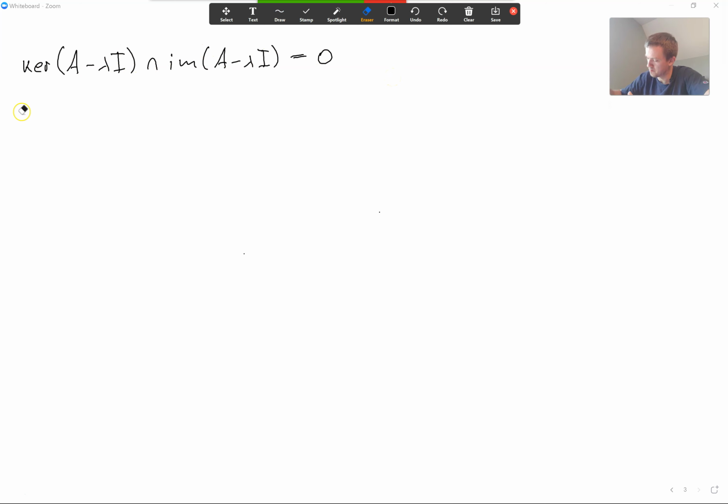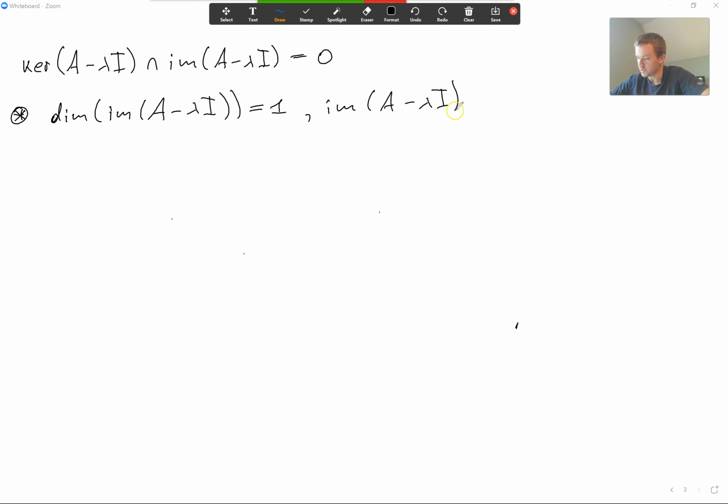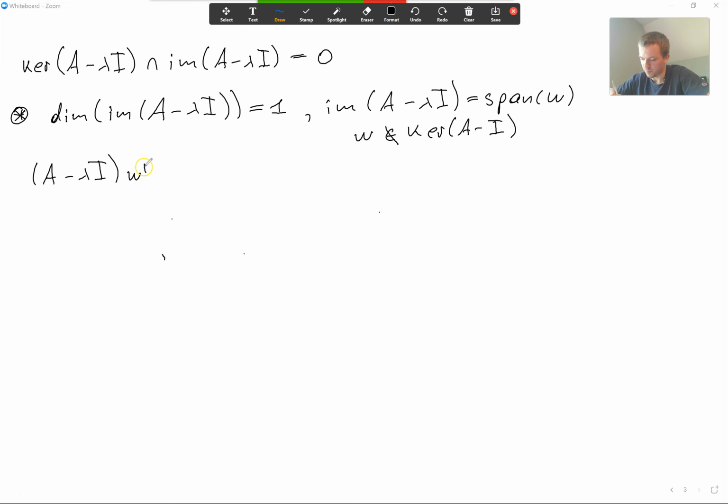So we need to remember that since the dimension of the image of A minus lambda I is equal to 1, and the intersection with the kernel is going to be the zero vector, then it means the image of my linear transformation is going to be spanned by some vector w, and this w doesn't belong to the kernel. So then we can see that if we take any vector w prime, then the image of this vector w prime is going to be just w times some constant a.